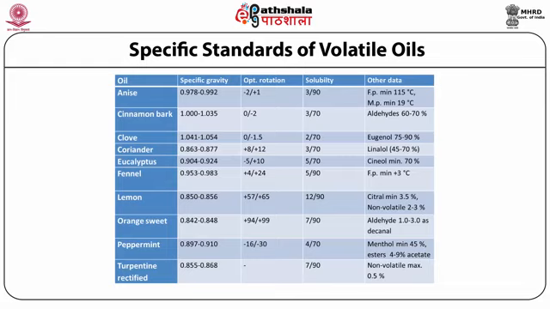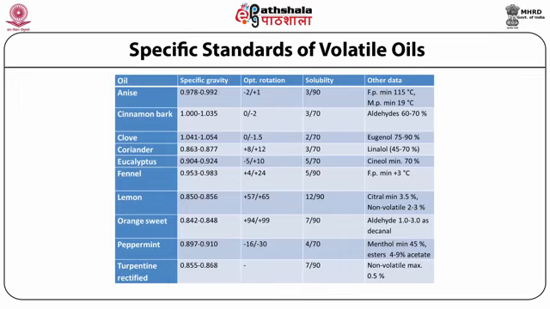Cinnamon bark oil, its specific gravity is 1 to 1.035. Its optical rotation varies from 0 to minus 2. Solubility is 3 by 70, which means soluble in 3 parts of 70% alcohol. They contain aldehydes somewhere around 60 to 70%. Going down the list, we find this final oil with a specific gravity of 0.953 to 0.983 with the optical rotation of plus 4 to plus 24, solubility in 5 parts of 90% alcohol, freezing point minimum plus 3%.